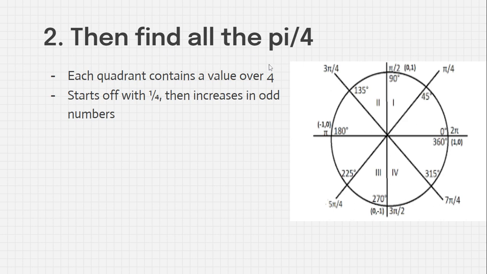And then the next step is to find all the pi over 4s. So the pi over 4s, there's just one that lies in each quadrant, and it's right in the middle. So we have pi over 4 and then it increases in odd numbers. So pi over 4 and then 3 pi over 4 and then 5 pi over 4 and then 7 pi over 4. So it goes from 1 over 4 to 7 over 4. And it's just important to remember that it increases in odd numbers.